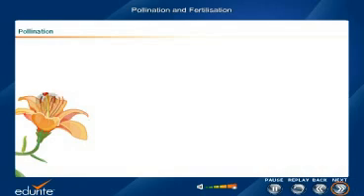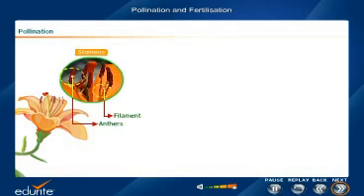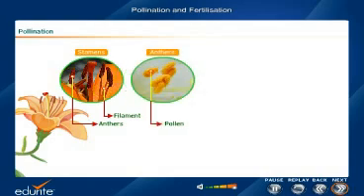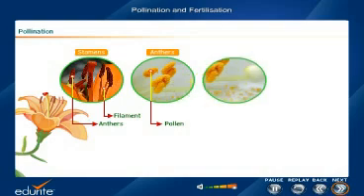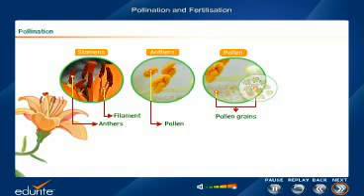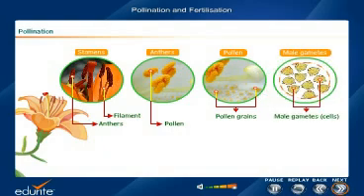As you know, the stamens of a flower are the male organs. The anthers of the stamen produce a powdery material called pollen. When the anthers mature, they dehisce, exposing the pollen. The individual constituent of pollen is called pollen grain. Each pollen grain contains the male cells or male gametes.